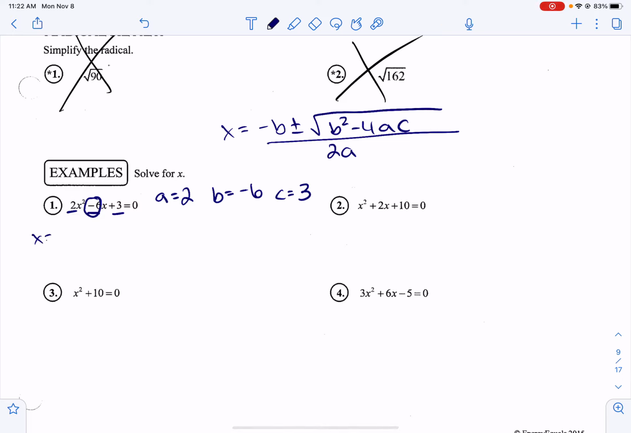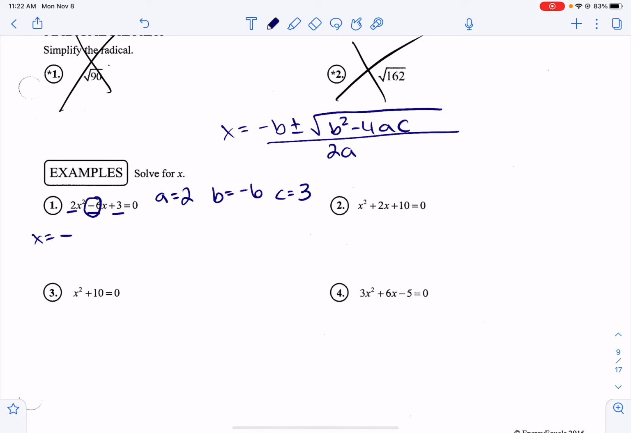So x equals, now when I plug these numbers in, you're going to get credit for this very first step. In fact, you're going to get credit for writing a, b, and c. You're also going to get credit for writing in the values. So I don't want you to start trying to solve the problem yet. I want you to plug in a, b, and c where they go and write that down very first.